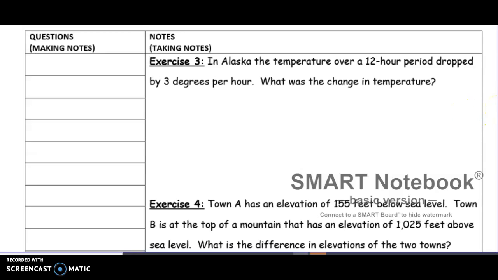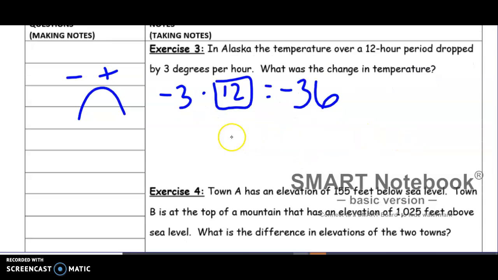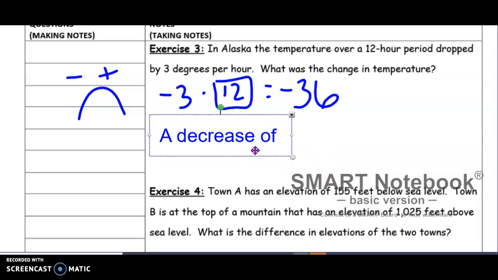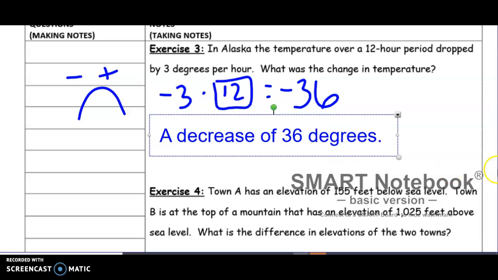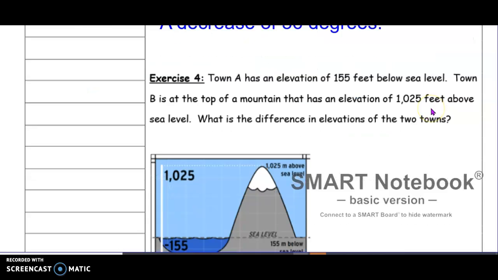Well, what we could do is -3, -3, -3, -3, -3. We could keep doing that for 12. Or a faster way would be to multiply. We remember that a negative times a positive is a negative. We should get -36. So the change in temperature was a decrease of 36 degrees. Okay. So we've seen an addition question, a division question, and a multiplication question.